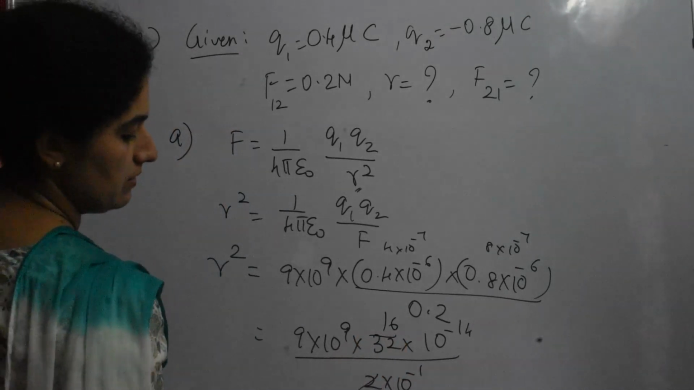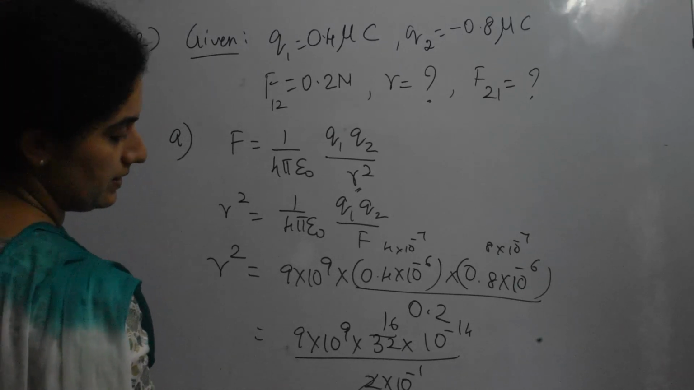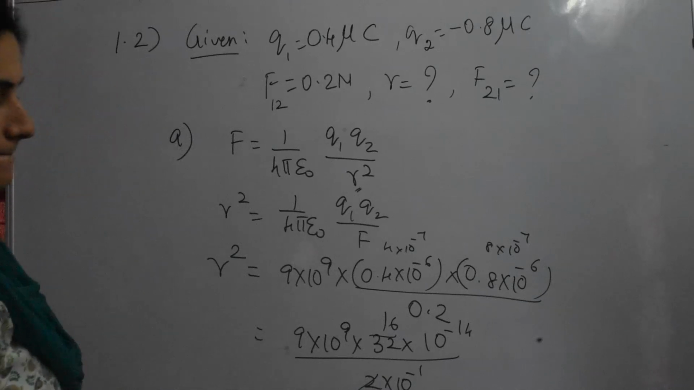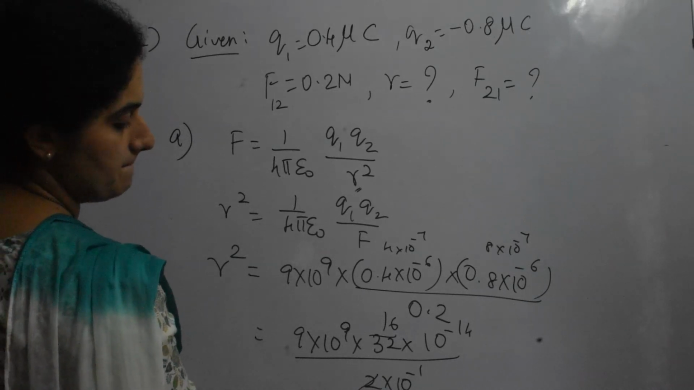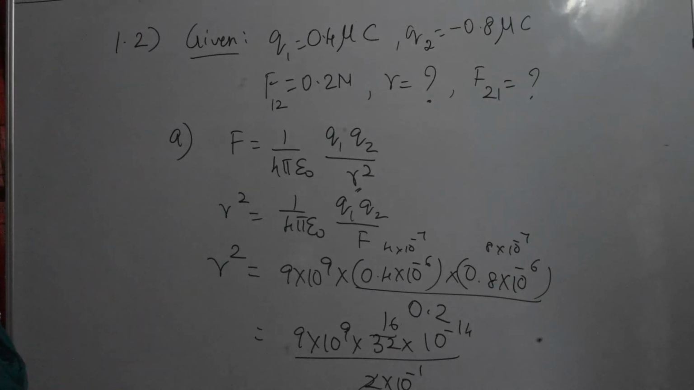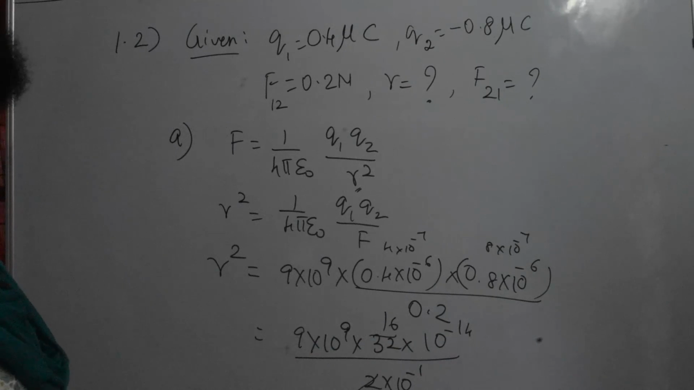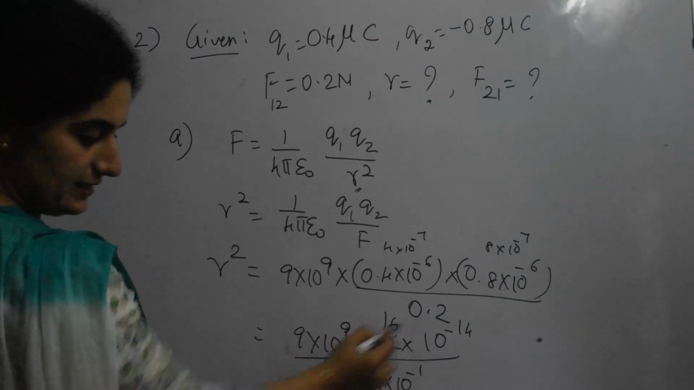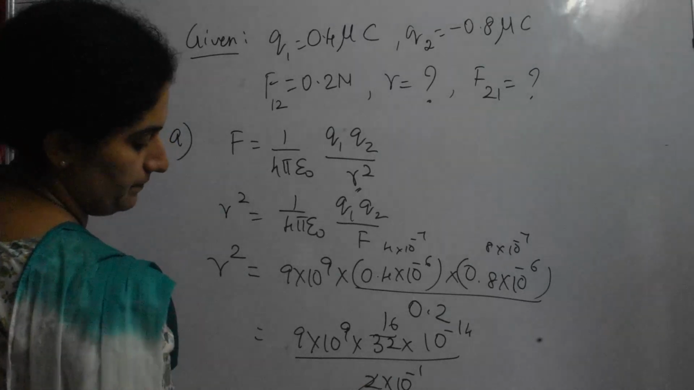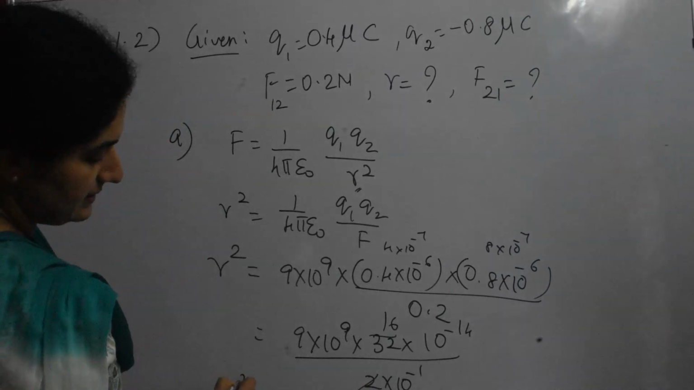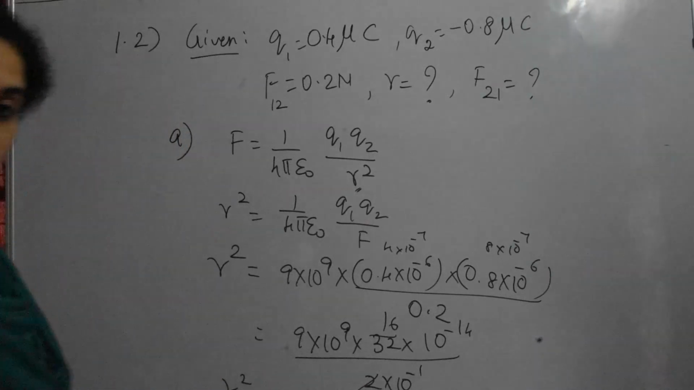16, 14 into 10 to the power minus 9 and minus 14, minus 5 plus 1, minus 4. But note that this is R square. So this unit will be meter square, correct?